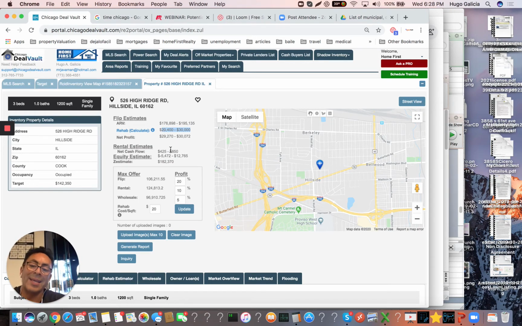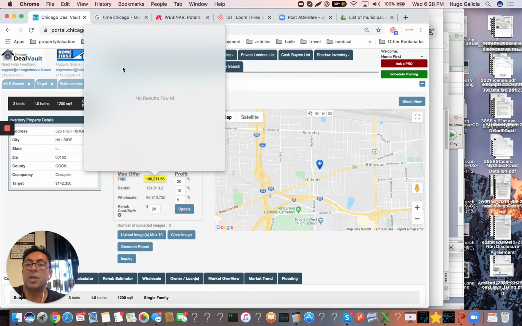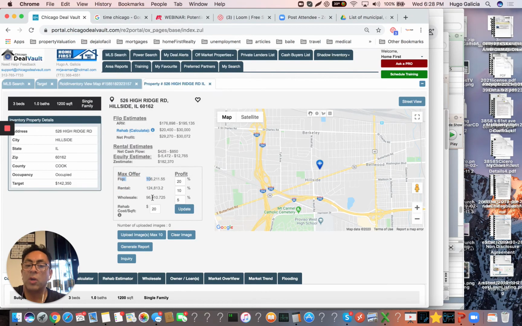So the next number that is the most important, and this is where most investors make a mistake, is how much are you gonna pay for the property? So here, depending on your exit strategy, if you do a flip, you need to pay 106. But look at this, the bank is selling this for 142. So it's not gonna happen, right? Nor do you wanna do a flip in this time because it's just gonna sit in the market. If you wanna do a rental, the most you should pay is 124, wholesale 96.